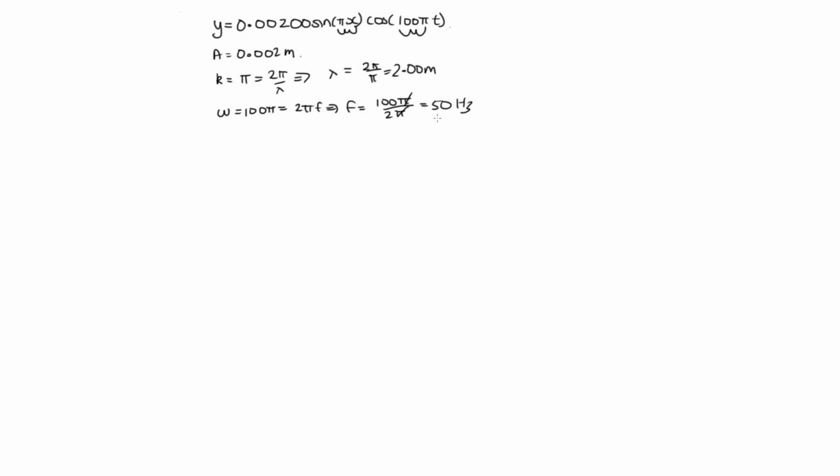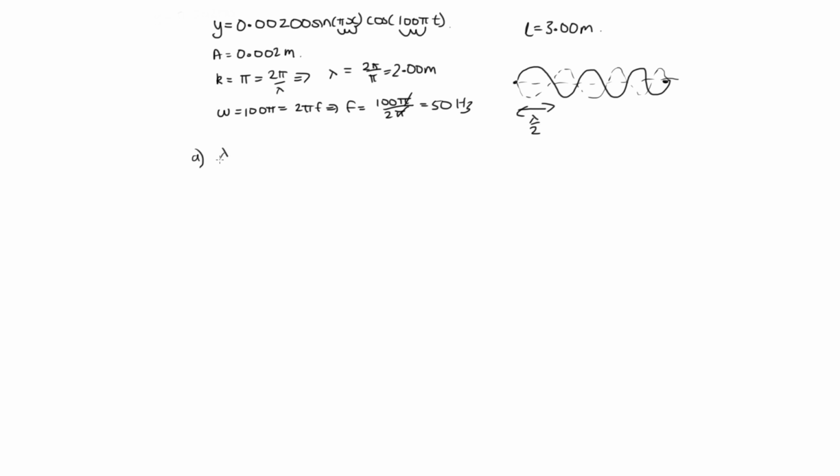Okay, so now we've written down what we know. Let's look at the question now. So part A says, how many loops does this pattern exhibit? And we're told in the question that our piece of wire, L, is equal to 3 meters. So for a standing wave, we see a pattern which looks like this. And each of these loops is half a wavelength. So we need to work out how many half wavelengths fit into 3 meters.